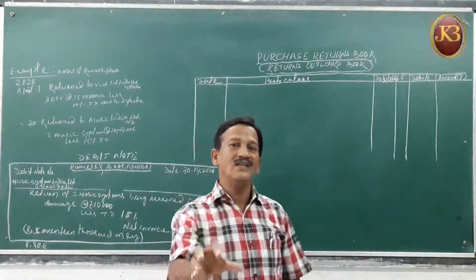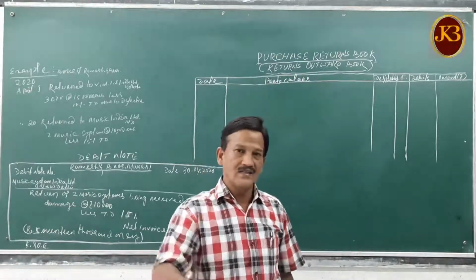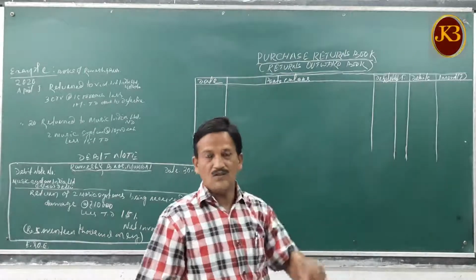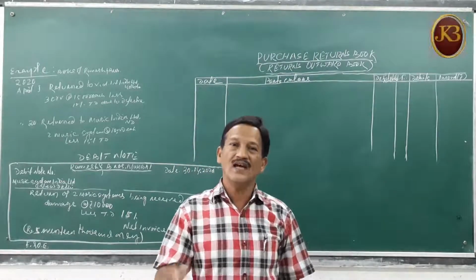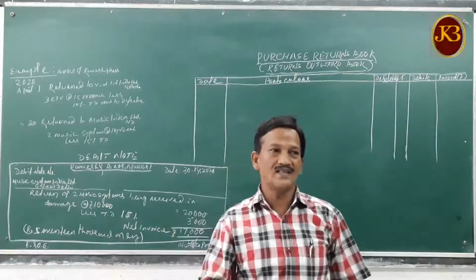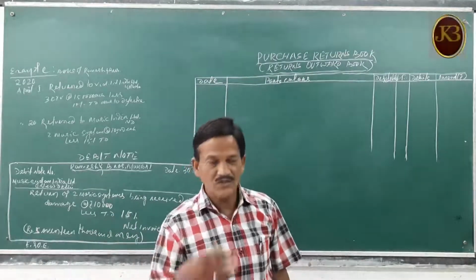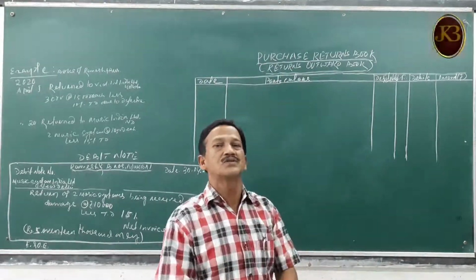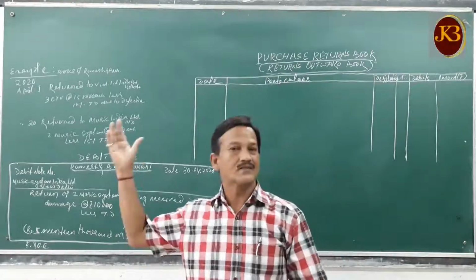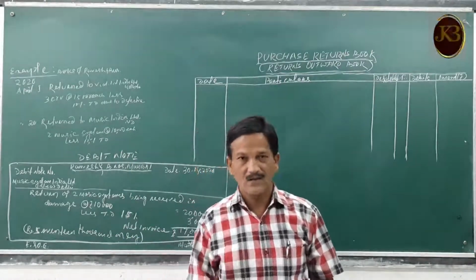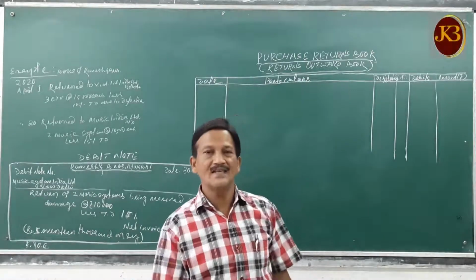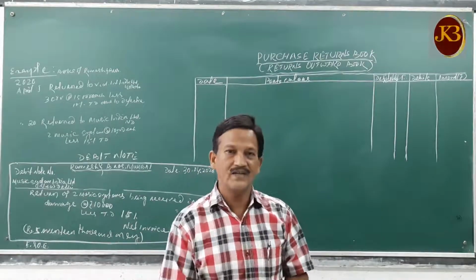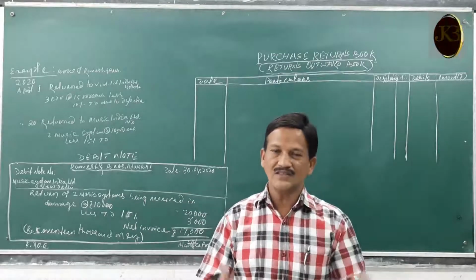Remember one thing, only the goods which are purchased on credit but returned due to defects are recorded in this book. No other transaction will be recorded here: purchase of goods on cash but returned, or purchase of assets on cash or on credit returned. Purchase of goods on cash returned will be recorded in the cash book, as I already told you. Purchase of assets on cash is recorded in the purchase book. Purchase of assets on credit will be recorded in the journal proper or the general journal.